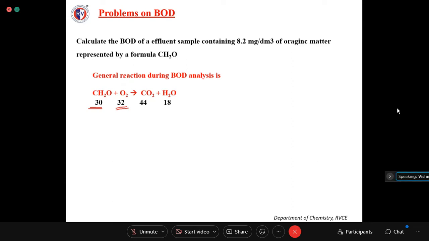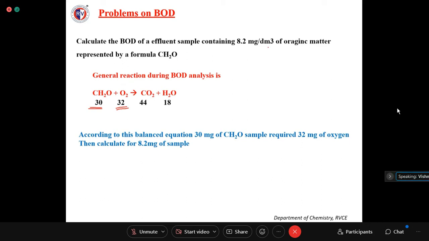Then, very simple, 30 gram requires 32 gram, and 8.2 milligram requires how much? Just cross multiply. According to this balanced chemical equation, you have to balance it, but here it is already balanced. In a balanced chemical equation, the numbers on both sides should be the same. See, 1, 2 plus 1, 3 oxygen; 2 plus 1, 3 oxygen, balanced. 2 hydrogen, balanced. 1 carbon, balanced. If it is not balanced, you have to balance it, then multiply and then take it. Clear? 30 gram or 30 milligram, both are one and the same.